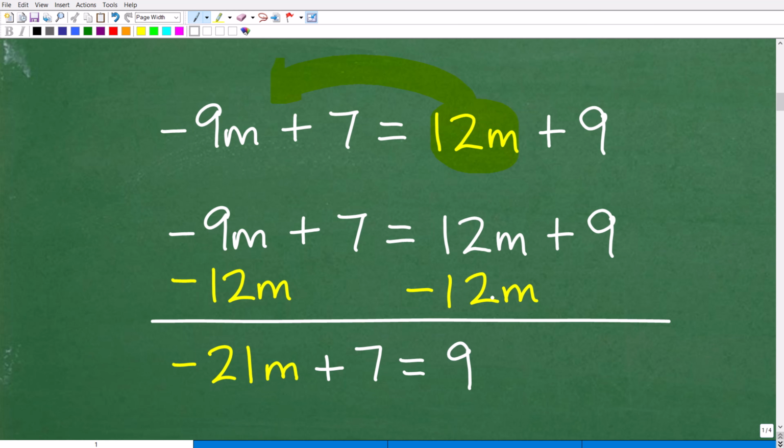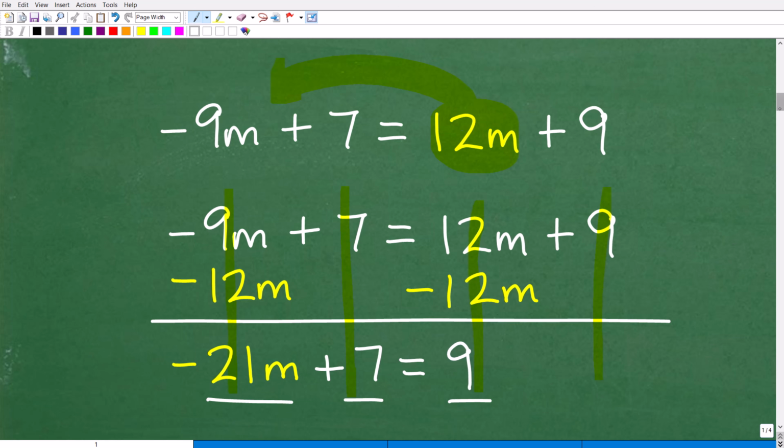So I'll subtract a 12m here and a 12m here, and then you're going to add down in a column manner. So what you're going to have is negative 9m plus a negative 12m. That gives me a negative 21m. 7 plus nothing is 7. 12m minus 12m is 0, so that just goes away. I don't have to write a 0. Then 9 plus nothing is 9.